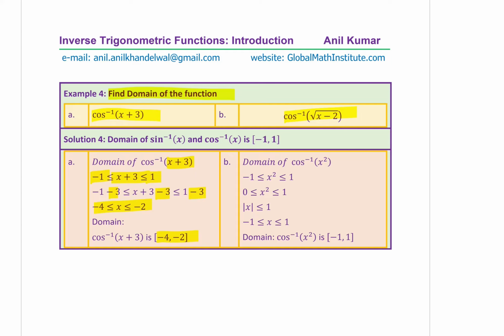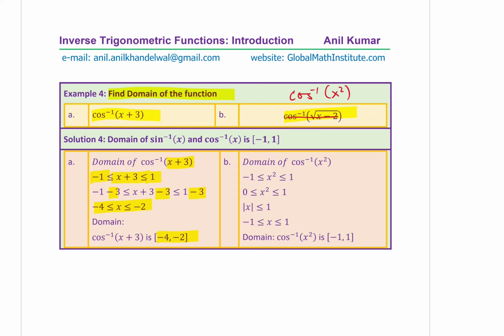For the second function, I solved for a square function, so let me change this. Sorry for the typing error. So this question basically was cos inverse of x squared. So it becomes a different question. How do we find the inequality involving x squared?